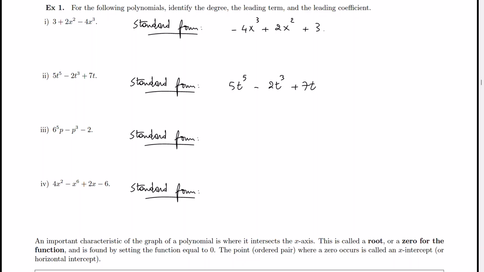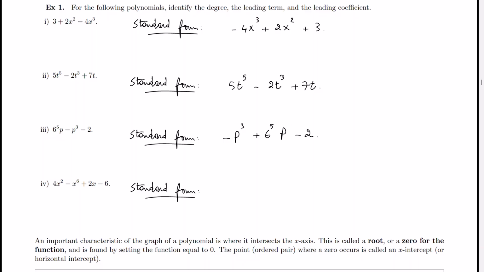The third one has 6 to the power 5p minus p cubed minus 2. So the p with the highest power is the negative p cubed. That will go first. And then we write everything else in descending order. So next we will have to put the 6 to the power 5 times p, then minus 2. So in this case, it doesn't matter that the 6 has power 5. What matters is the variables and their power. So the p here has power 1. That's why it goes after the p cubed.